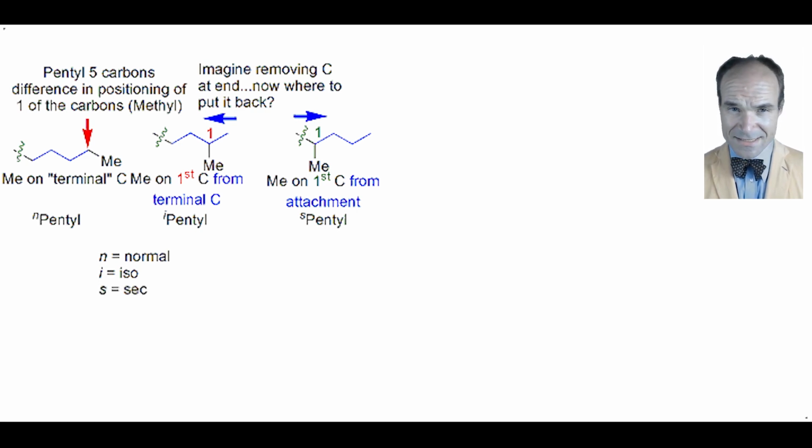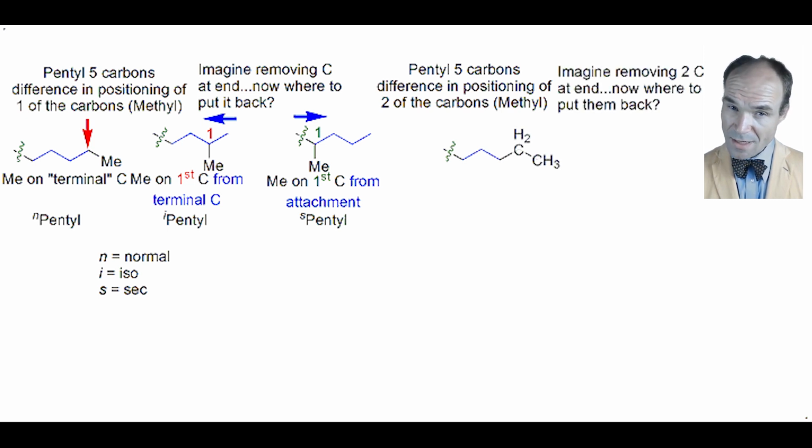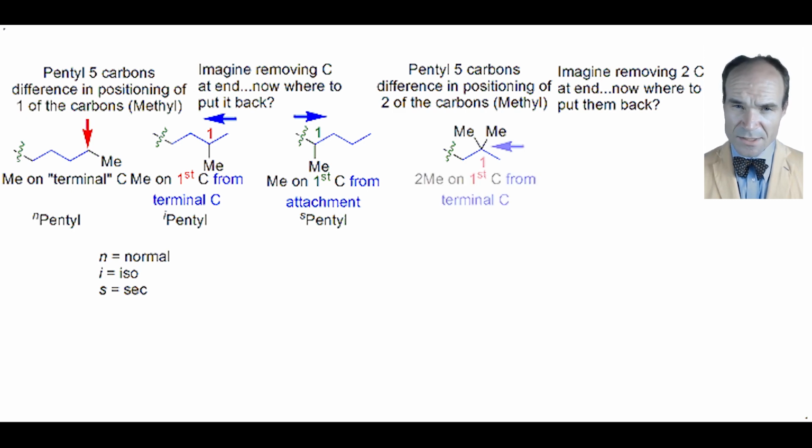Variation can exist in not just one, but 2 of the pentyl carbons. Now we're going to remove 2 carbons and relocate them. But where should we place them? We could be returning them one carbon in from the terminal blue carbon. This is described as neo-pentyl.